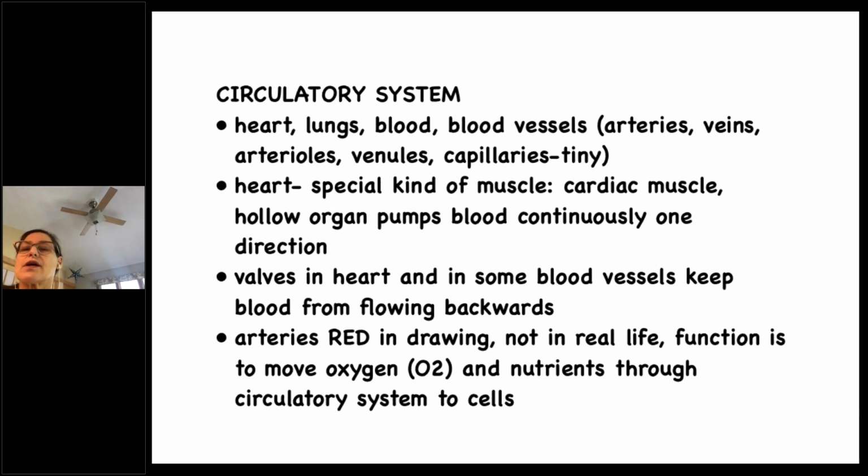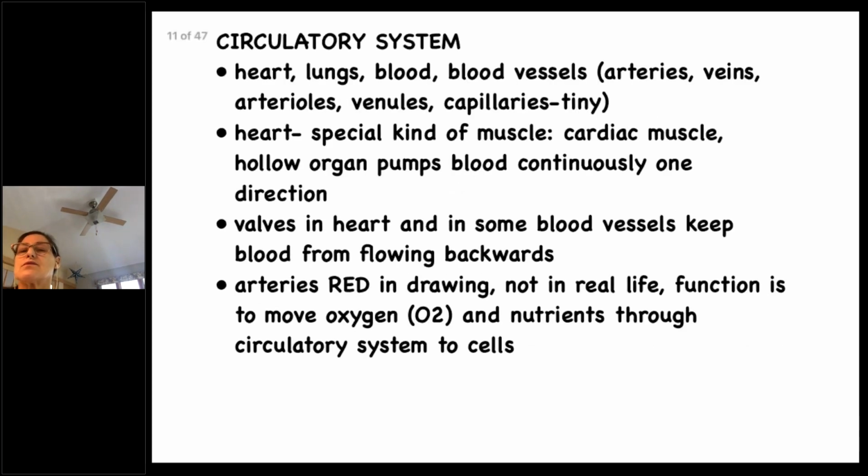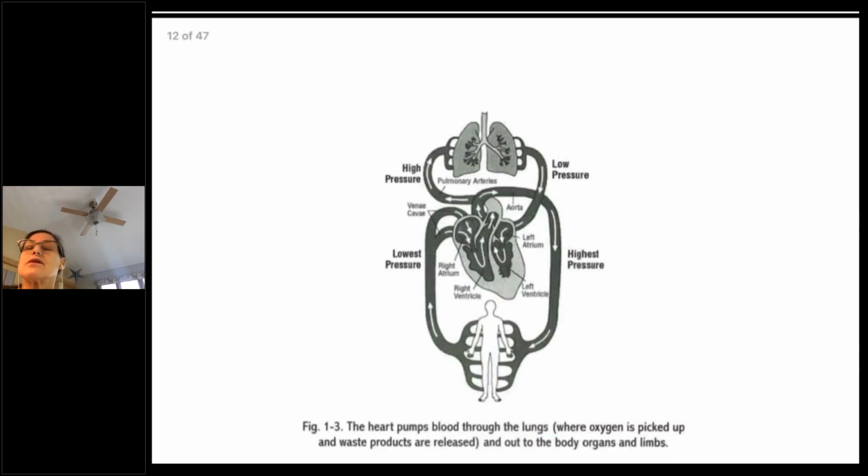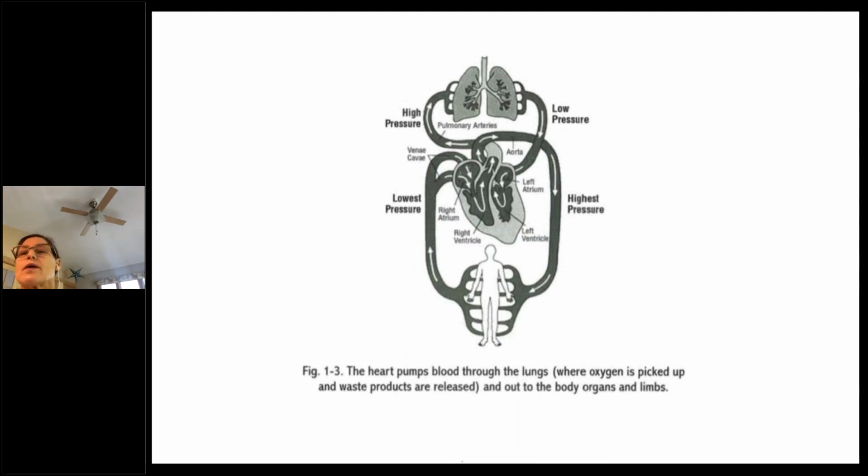I'm going to show you in this drawing, the arteries are red, but they're not red in real life. And they move oxygen and nutrients through the circulatory system to the cells. So here we go. What I mostly want you to notice about this is the directional arrows. The blood goes from the heart, which is in the middle of the picture, up to the lungs, back to the heart after it picks up oxygen, and then it goes out of the heart and out to the body. And you see the body at the bottom.